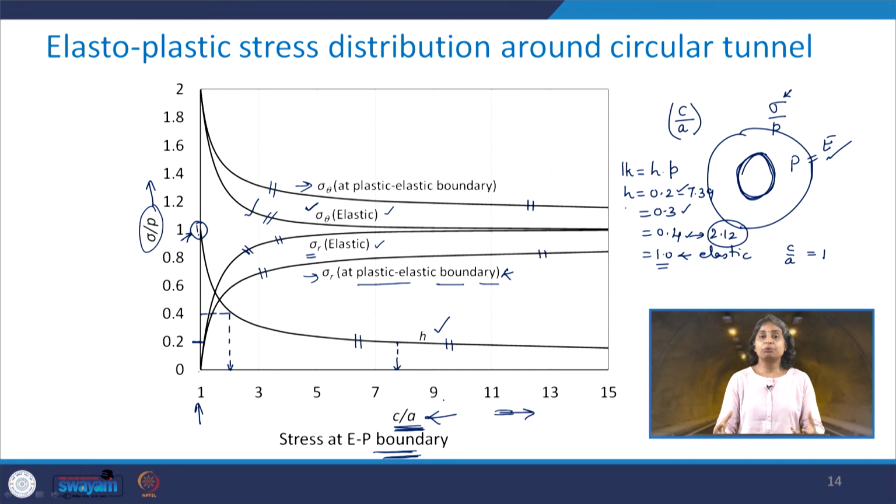So, what we will do is take up, in the next class, another analysis where we will assume that the rock follows the Mohr-Coulomb failure criterion. Although the analysis is going to be along similar lines as we did for the Tresca yield criterion case, we will get some interesting expressions for the stress distribution around the circular tunnel excavated in rock which is following the Mohr-Coulomb failure criterion.